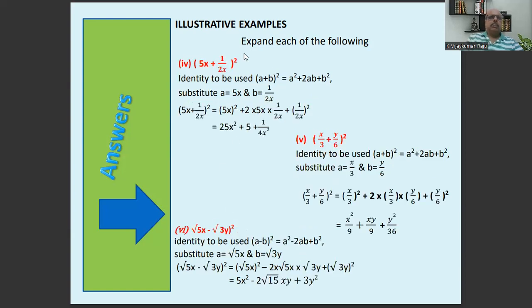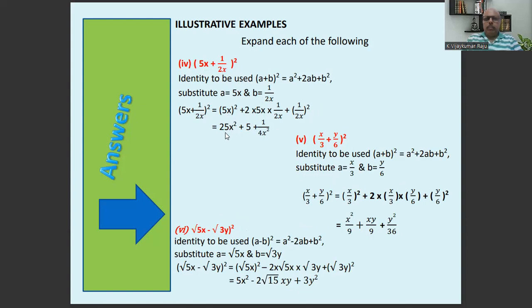Now let us try with some denominators, how it will be. (5x + 1/(2x)) raised to 2. So if you see here, your identity is (a + b) whole square. A is 5x and b is 1 by 2x. So (5x + 1/2x) whole square is equal to (5x) square plus 2 into 5x into 1 by 2x plus (1 by 2x) whole square.